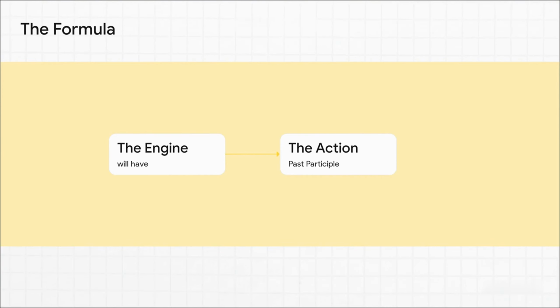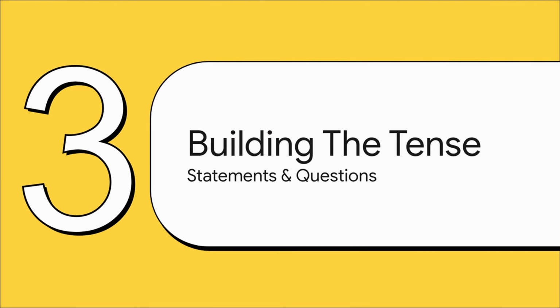Super simple. First, you've got the engine. Will have. That's the core of your time machine. It never changes. It's what gets you to the future. Then you just plug in your action, but you use its past participle form. Words like finished, eaten, seen. That's literally it. The engine, will have, plus the action. Boom.